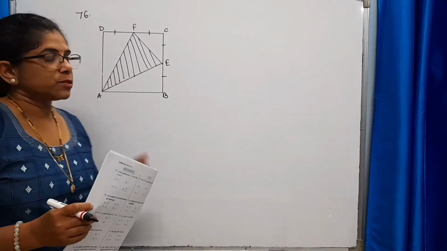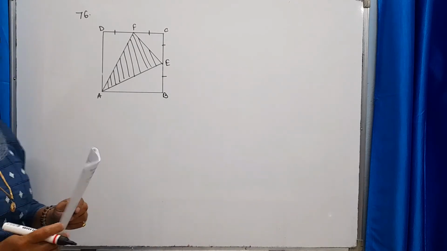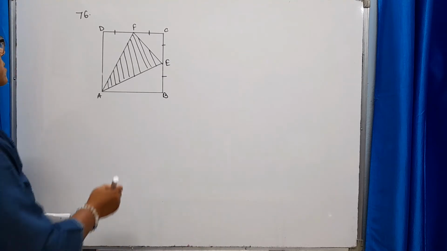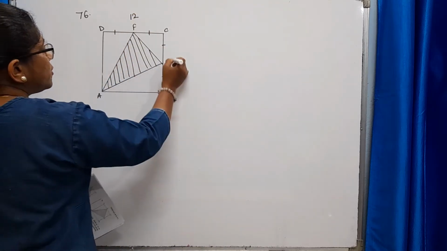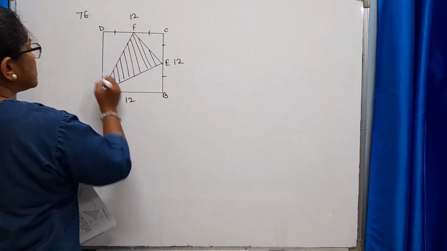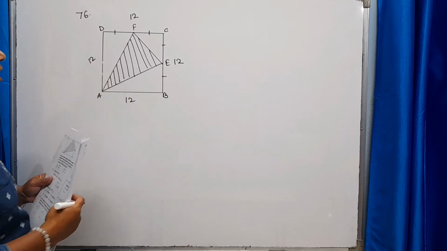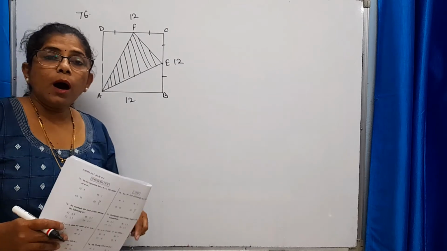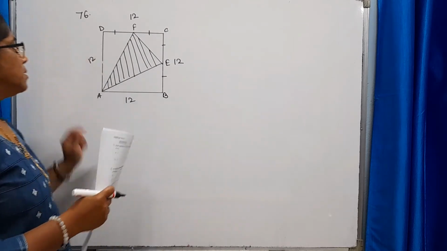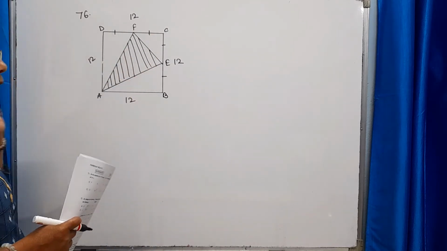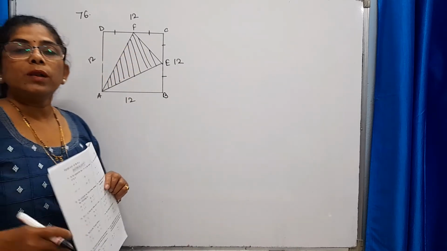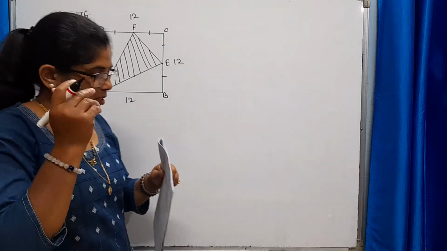Now this is our question. ABCD is a square where one side of the square is 12 centimeters and E and F are midpoints. We have to find the area of this triangle AEF. So how to get this area? Area of this square minus the area of these three triangles will give us the area of the shaded triangle.